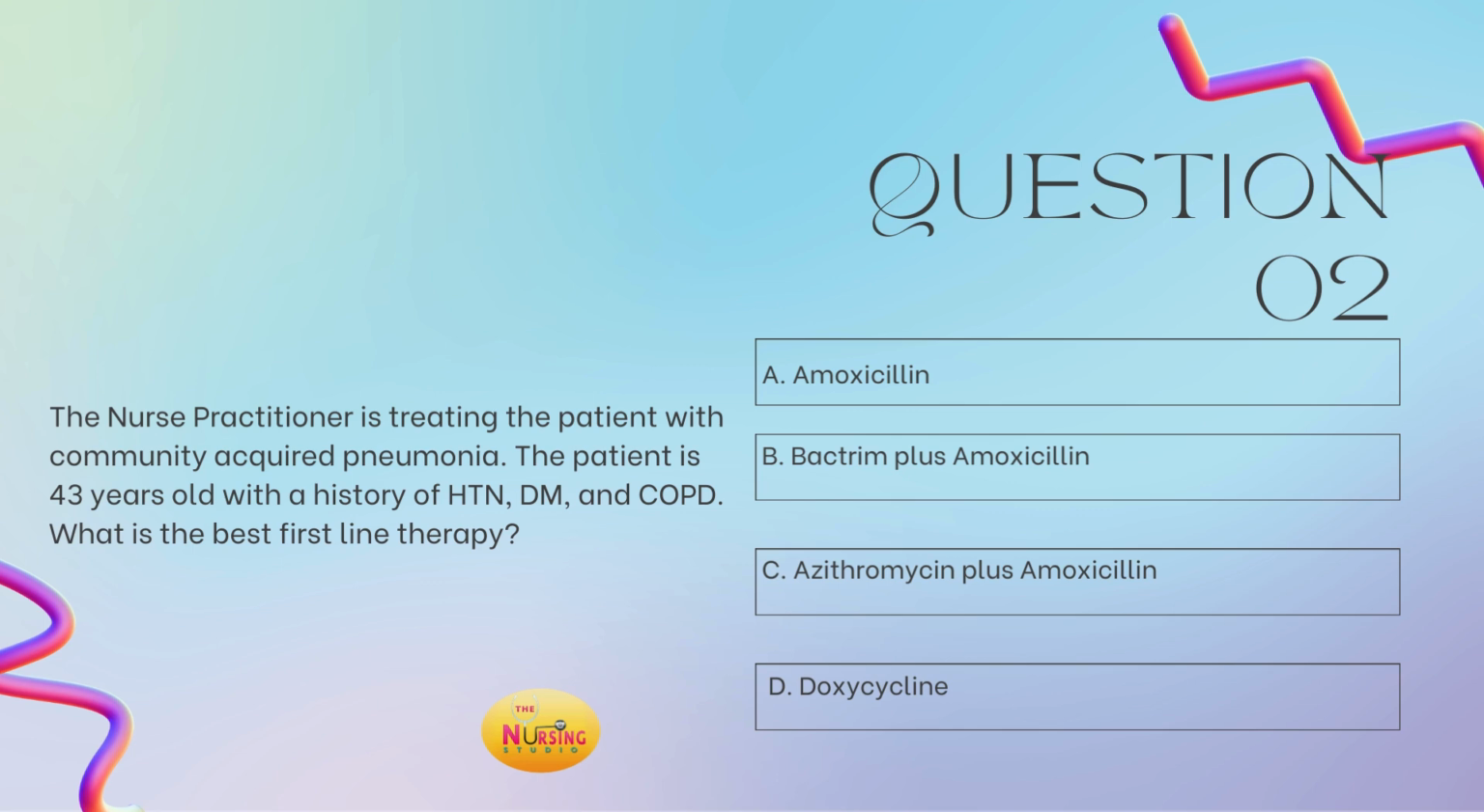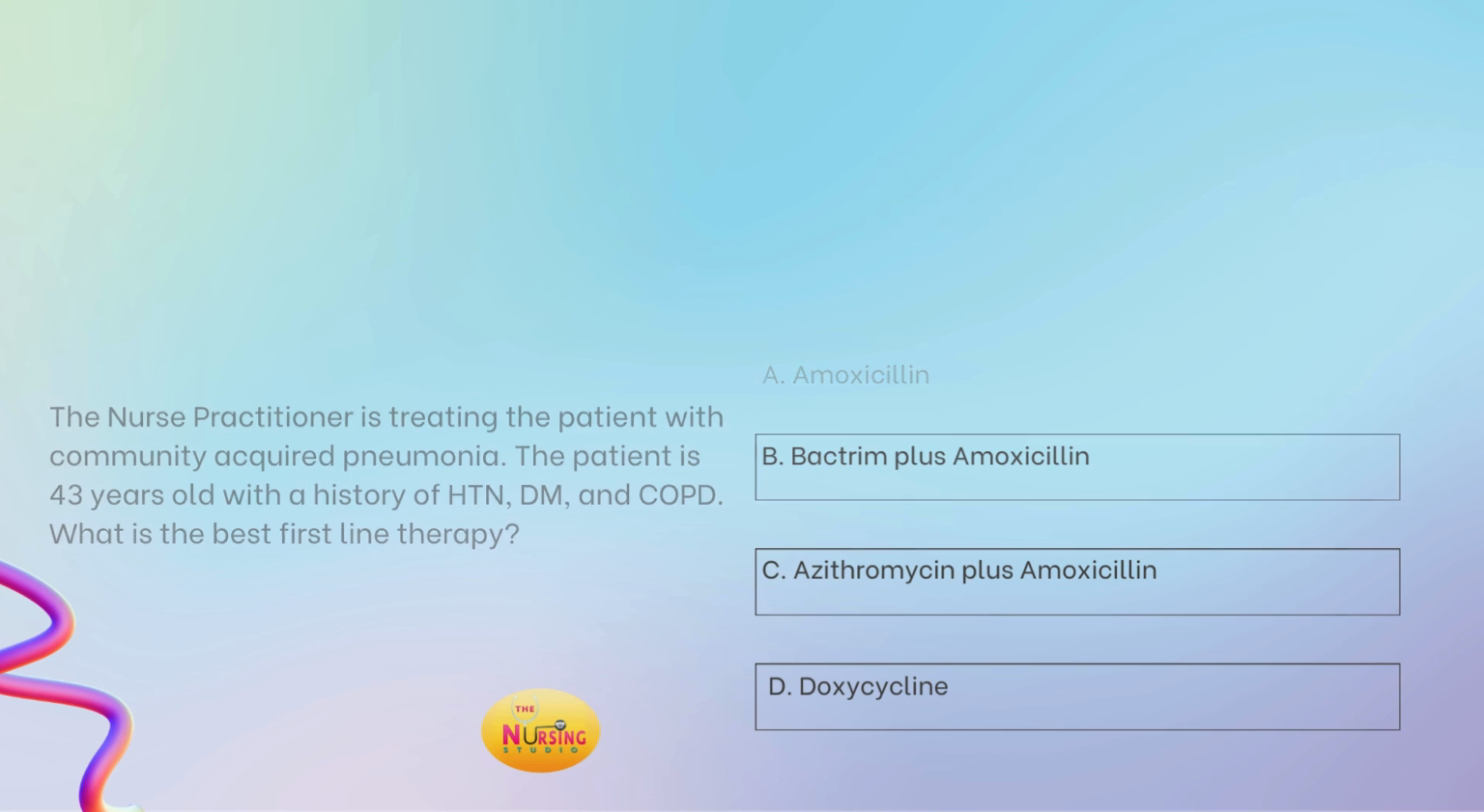If it is a first line for someone, they could be young, but they have comorbidities, for example, like this one. So then you're going to do your macrolide plus the amoxicillin. That's going to be your first line therapy, okay?